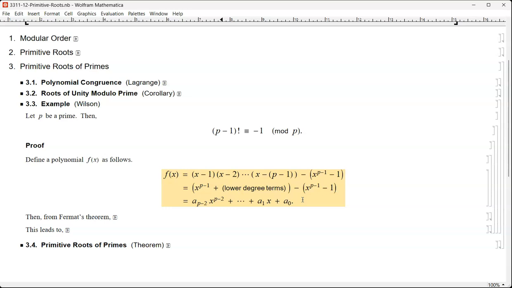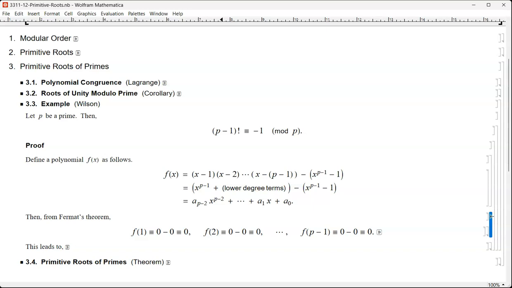And then let's apply Fermat's theorem. Plug in 1, 2, 3, 4, 5, 6 all the way up to p minus 1. Well, if I plug in 1, 1 minus 1 is going to be 0, and 1 to the p minus 1 power minus 1 is 0. If I plug in 2, 2 minus 2 is going to be 0, and then 2 to the p minus 1 power minus 1 is 0. Plug in anything, something minus something comes down to 0, and we have Fermat's theorem. So they're all zeros. f of 1 is 0, f of 2 is 0, f of 3 is 0, all the way up to f of p minus 1 is 0. They're all zeros.